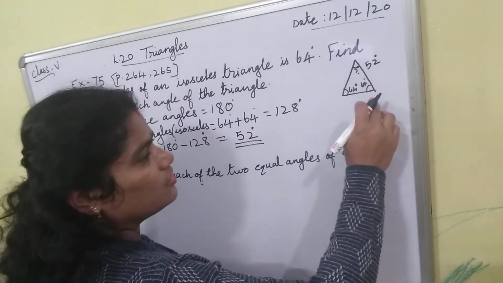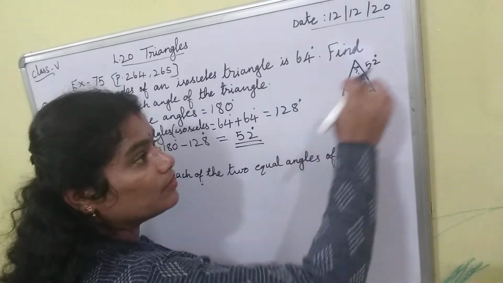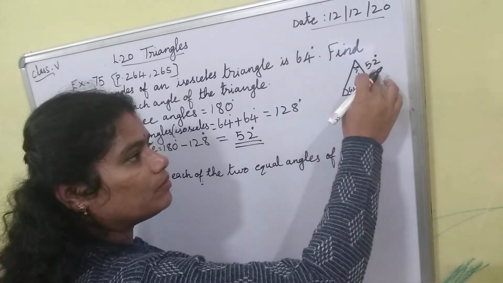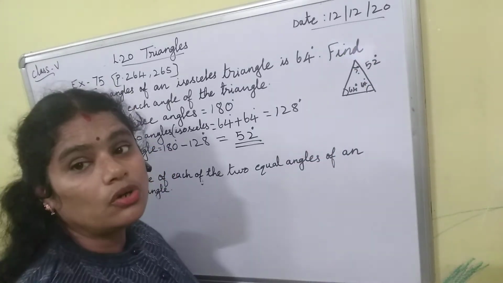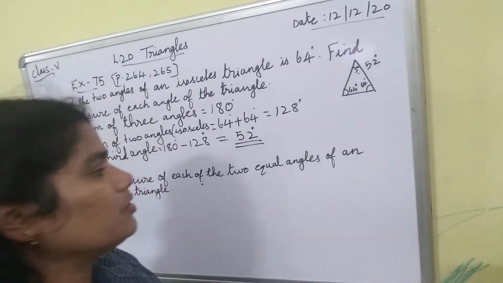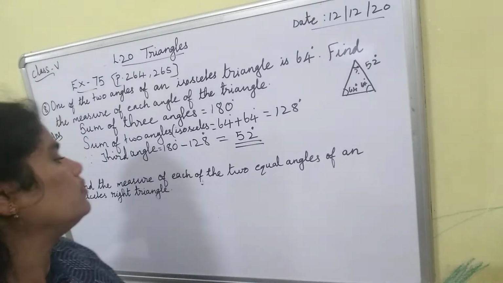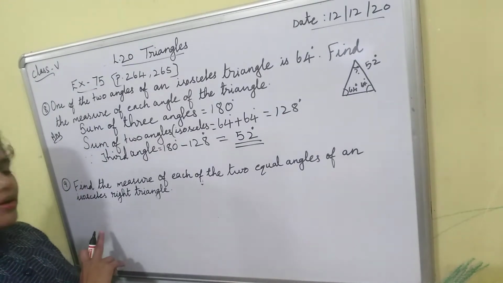So 64 plus 64 is 128, plus 52 is 180. So the total sum of the triangle is equal to 180 degrees. So the answer is clear. Come to the next question, question number 9.